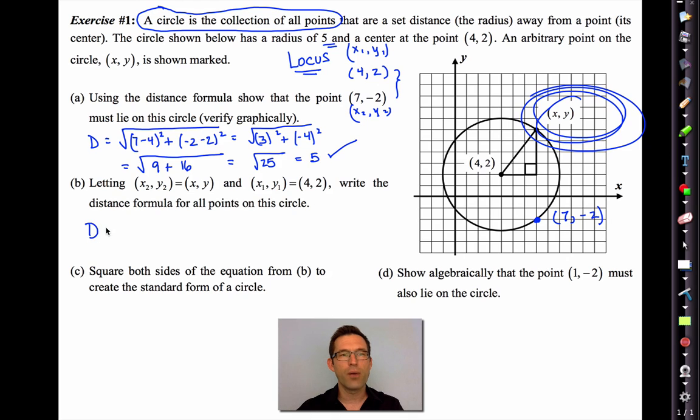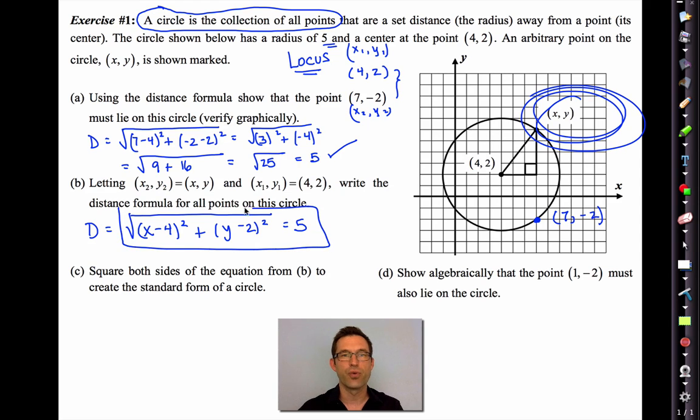So what do we know? Well, for any point on this circle, if I take this and I subtract this and square it, and then I take this and I subtract this and I square it, I've got to be equal to 5, right? This is true of every point that lies on this circle. One could then argue that's a good equation for this circle.